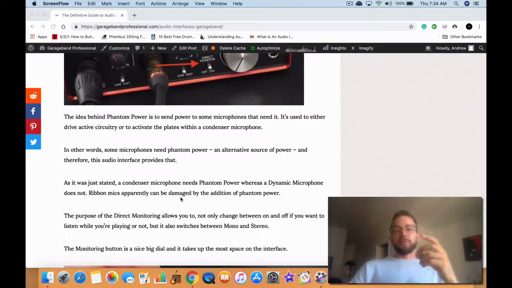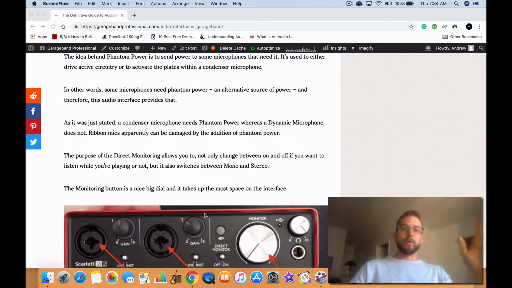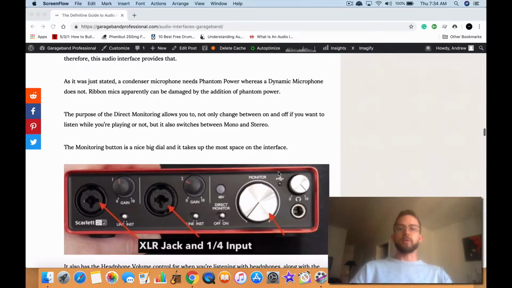A condenser microphone needs phantom power, but a dynamic mic doesn't need power, and ribbon mics don't need power either. In fact, I'm not 100% sure, but from what I've read, ribbon mics can actually be hurt by the use of phantom power. And you also have your direct monitoring button, which allows you to listen to what you're playing with or not.